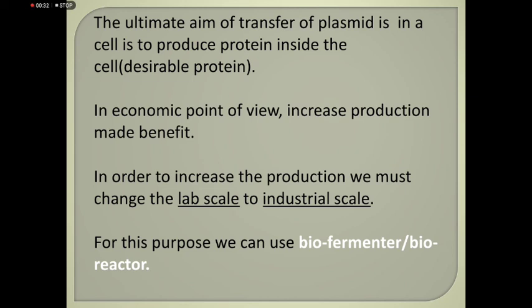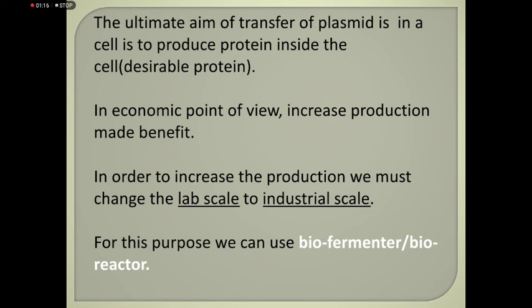In order to increase the production, we must change from lab scale to industrial scale. This plasmid technology and construction of the desirable gene plasmid and cells and their culture etc. are done in laboratory condition. Only after the successful completion of all the mentioned procedures, an organism is labeled as a transgenic animal or transgenic microorganism. And this transgenic microorganism can be utilized for further processes.